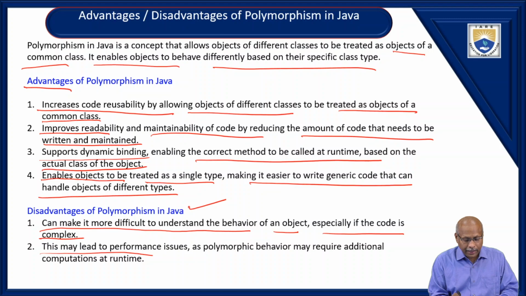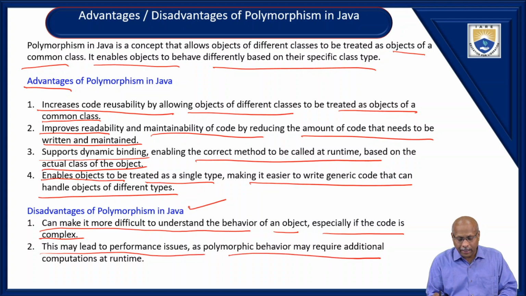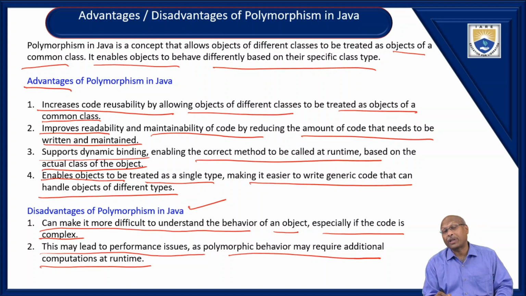Similarly, this may lead to performance issues as polymorphic behavior may require additional computational time. It may require internally some extra time also to identify the location. So, these are the two important disadvantages in polymorphism. So, try to know both the advantages as well as the disadvantages.